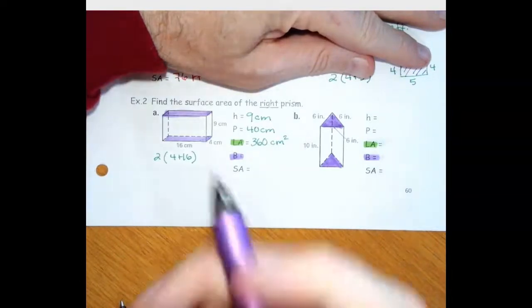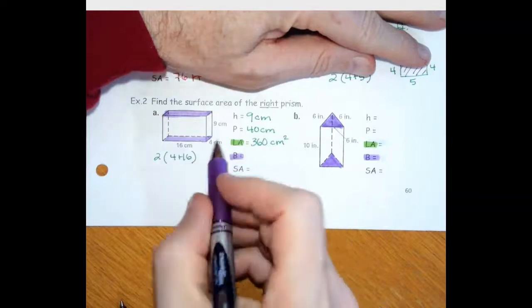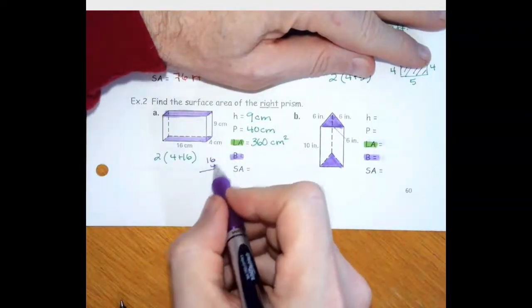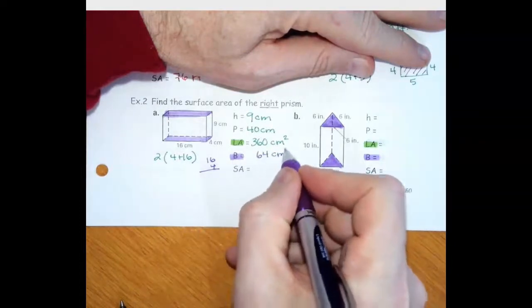Okay. Now down here, the area of the base is 16 times 4, which maybe some of you realize is 4 cubed, which is 64 centimeters squared.